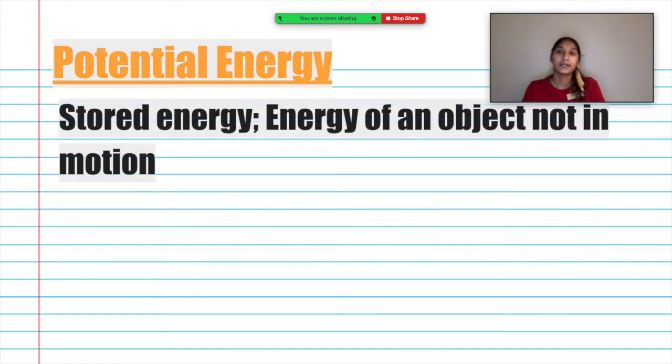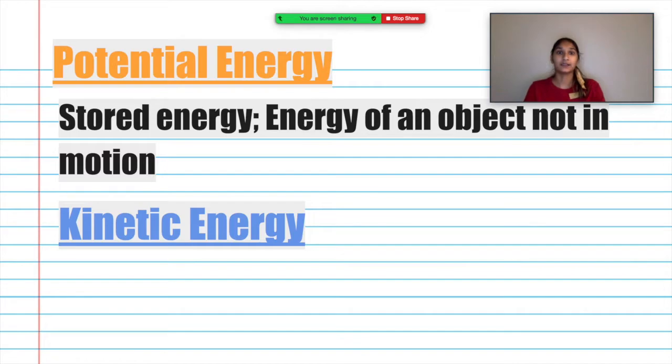The first type is potential energy. Potential energy is stored energy. It's the energy of an object not in motion. So when an object is sitting still or sitting in somebody's hand, that is potential energy.